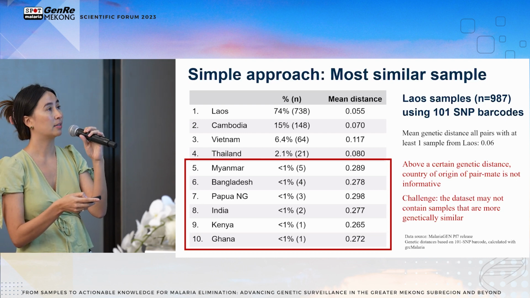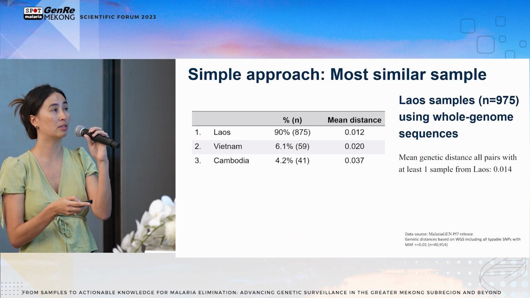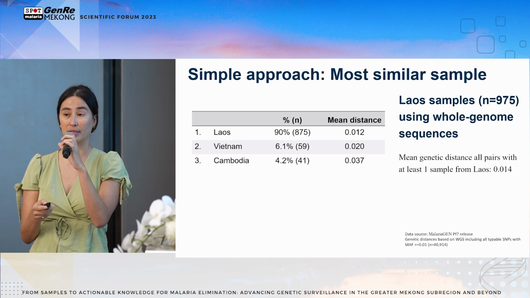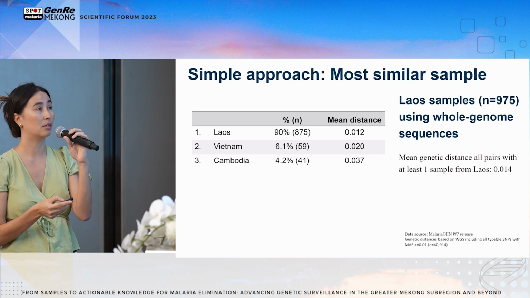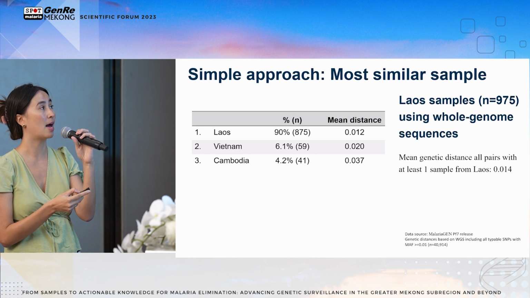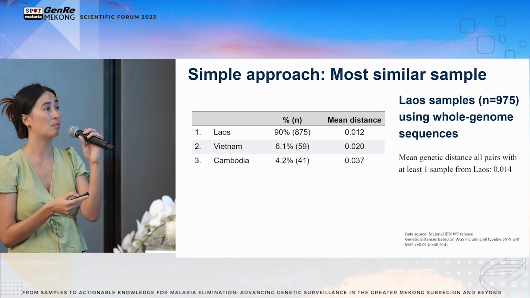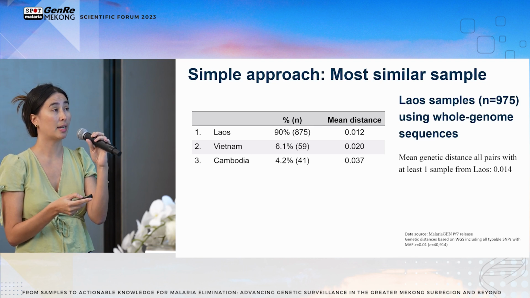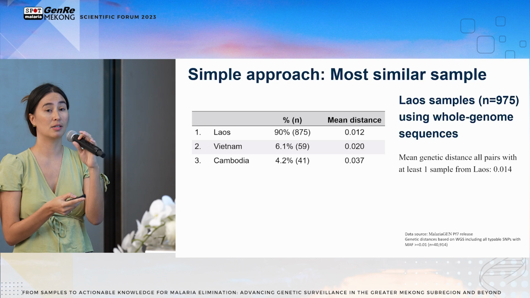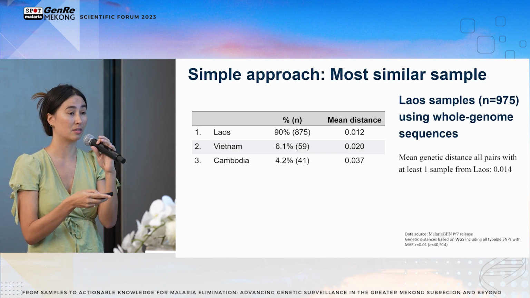However, when we're looking at the same dataset, but with genetic distances calculated based on whole genome sequencing, we see that for the same samples, the closest pair was in Laos, 90%. So that's really reassuring. And then the second and third were Vietnam and Cambodia. So in this case, all of the Laos samples had a close pair in the Eastern GMS.